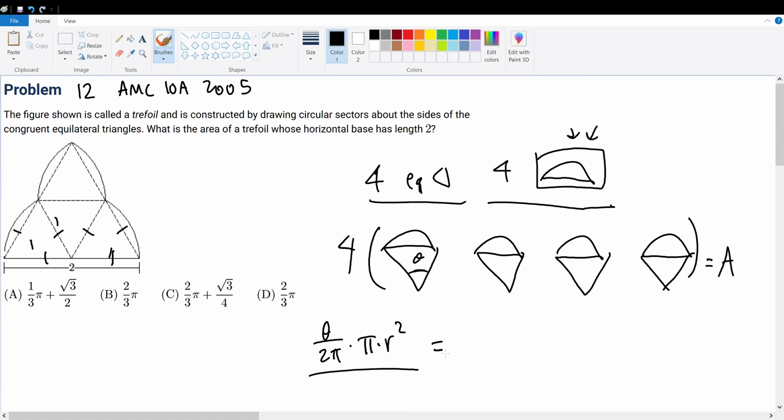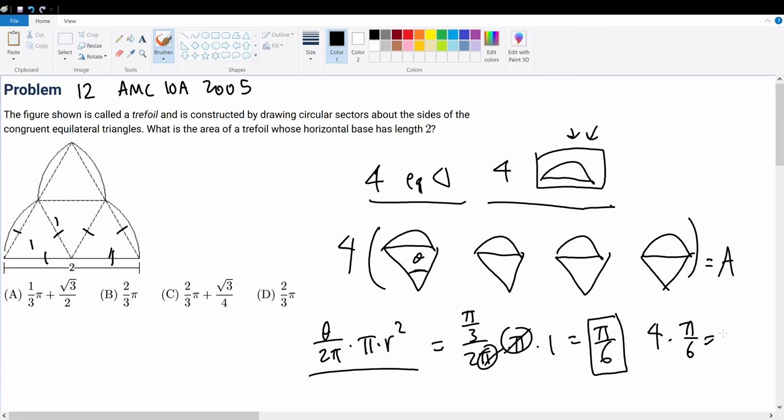So this must be equal to, in this specific scenario, the equilateral triangle's angle. Now for the equilateral triangle, all angles are pi over 3. So pi over 3 over 2 pi times r squared, which is 1. Now pi and pi can be canceled out to get pi over 6. So the area of one circular sector is pi over 6, and we need 4 of them. So we can just multiply this by 4 to get 2 pi over 3.